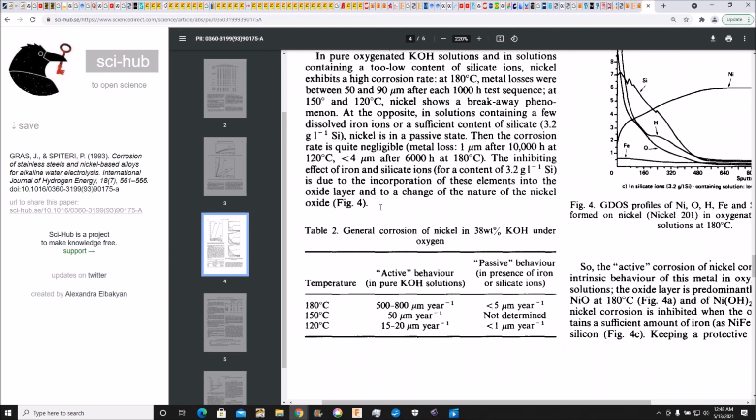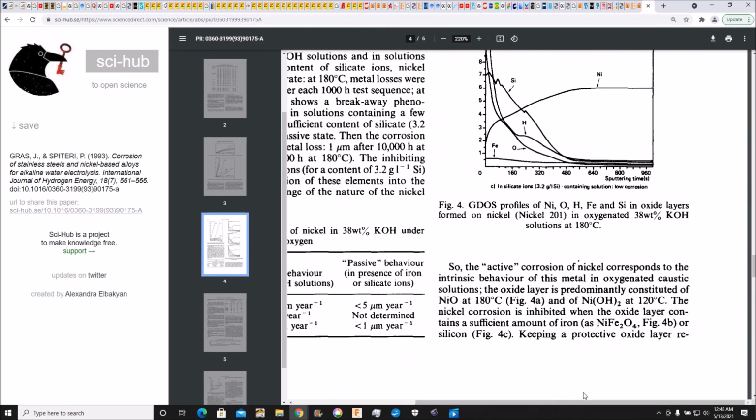So the inhibiting effect of the iron and silicate ions is due to the incorporation of these elements into the oxide layer and a change of the nature of the nickel oxide. The oxide layer is predominantly NiO and nickel hydroxide. So the nickel corrosion is inhibited when the oxide layer contains a sufficient amount of iron.